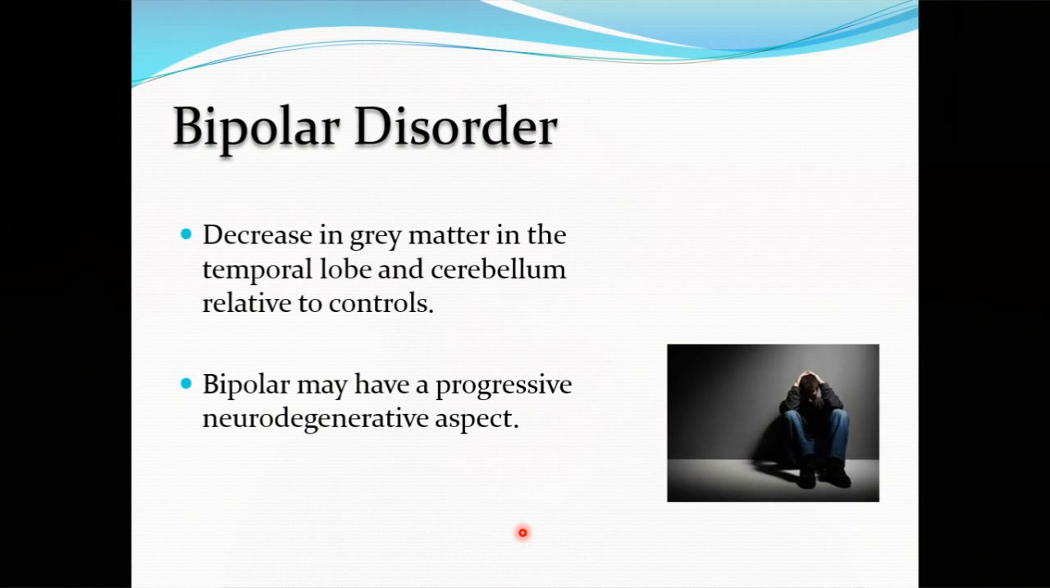Bipolar disorder. There seems to be a decrease in grey matter in the temporal lobe and cerebellum relative to control groups in patients with bipolar disorder. And bipolar may have a progressive neurodegenerative aspect. As the research is being done, it is being found that there might be a degeneration of the brain cells in bipolar patients.